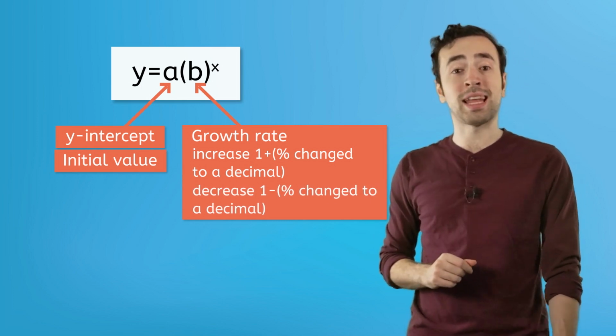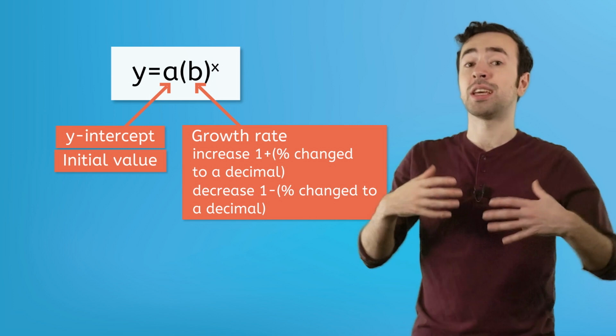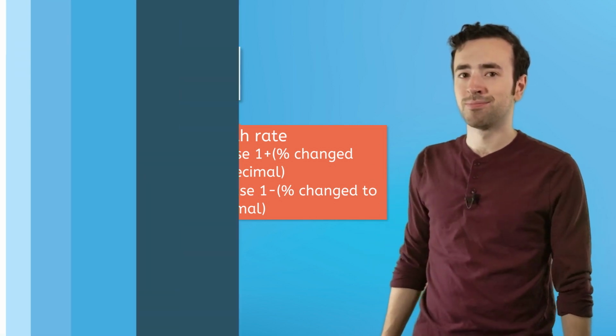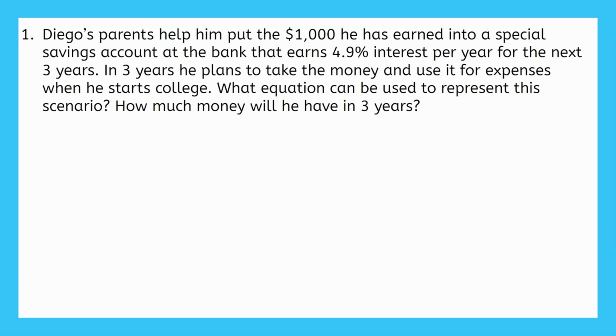Now that we know how to make an exponential equation when given a percentage increase or decrease, let's try an example problem. This says Diego's parents help him put the $1,000 he's earned into a special savings account at the bank that earns 4.9% interest per year for the next 3 years. In 3 years, he plans to take the money and use it for expenses when he starts college. What equation can be used to represent this scenario, and how much money will he have in 3 years?